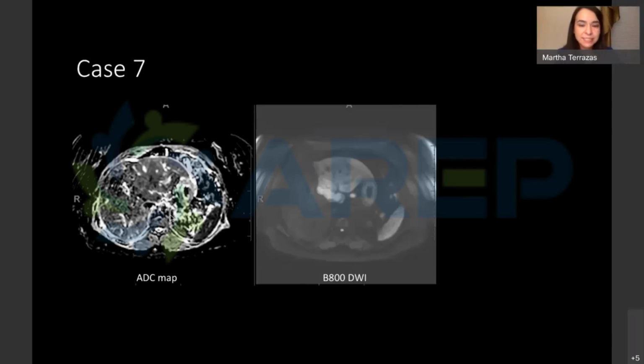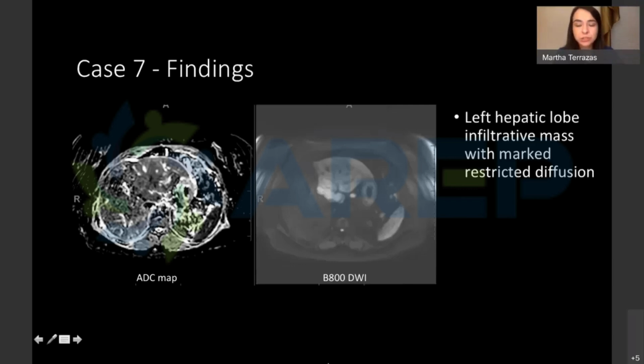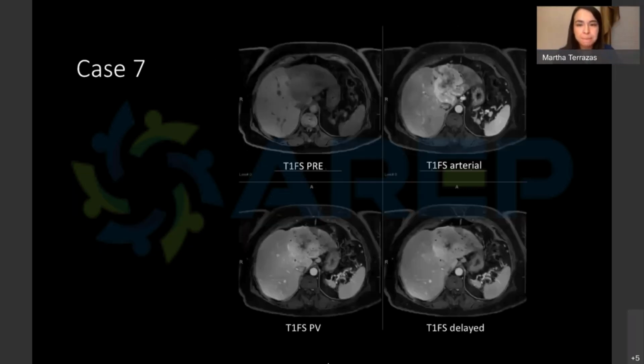And then here is our ADC map and our high B-weighted value imaging, or DWI. We see that this is dark on our ADC map, bright on our DWI, so it has marked restricted diffusion. It's just telling us there's something really hypercellular here, a really cellular process going on here.